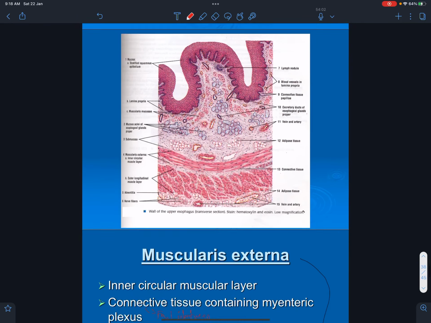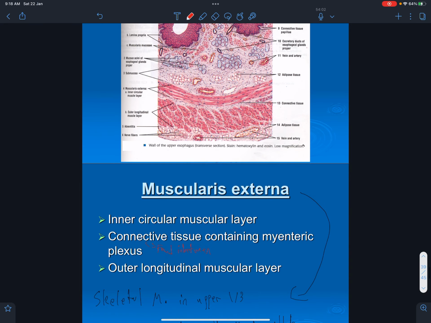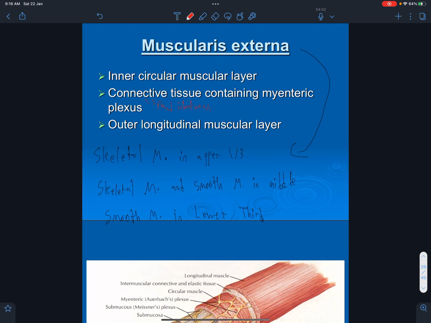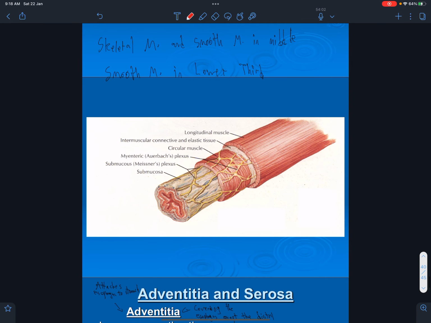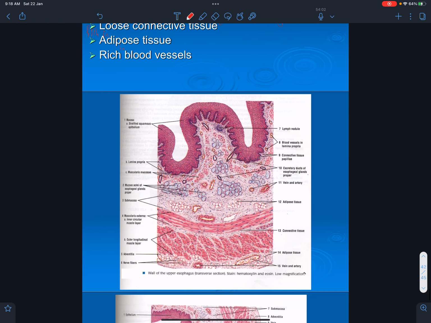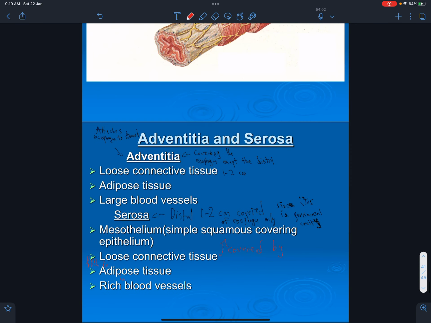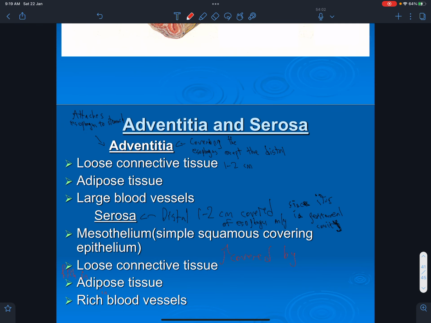So dense irregular connective tissue, and here's again, remember, esophageal glands, then the muscularis layer. Here's the muscularis externa layer, inner circular and outer longitudinal muscular layer, depending on the region. In between them is the connective tissue containing the myenteric plexus, as we can see right here. And finally, we'll go to the outermost layer, serosa with adventitia. Now, your esophagus contains both adventitia and serosa, but depending on the location. So here's how you're going to draw it.